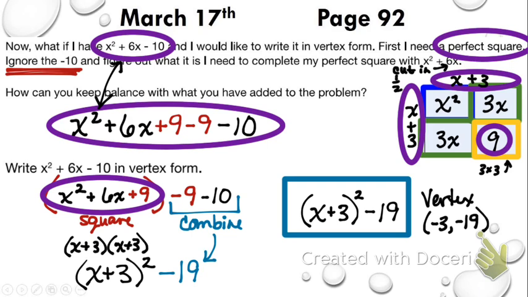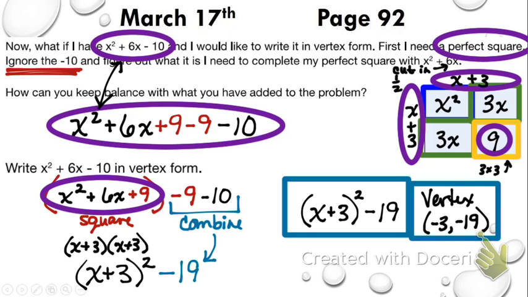Where was the y-intercept of this? Isn't it negative 19? No, isn't it negative 10? It's negative 10. Why is it negative 10? You've got to look back at your original equation. Standard form tells me the y-intercept. Vertex form tells me the vertex.